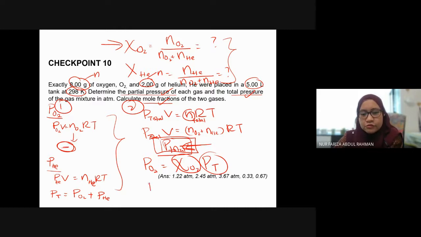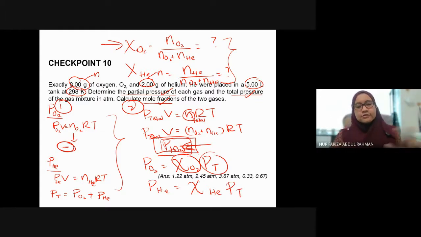Okay, same goes to the partial pressure of helium. Mole fraction of helium, okay, times P total. So P total tu yang kita dah calculate. So siapa buat dua-dua cara pun betul, tak ada masalah.